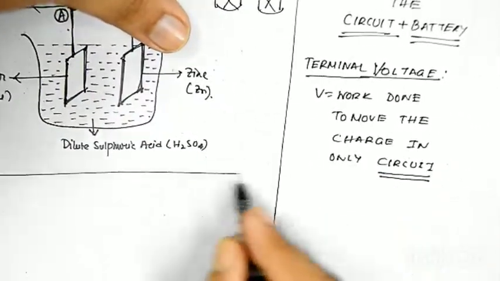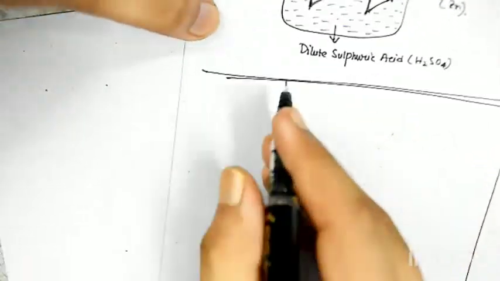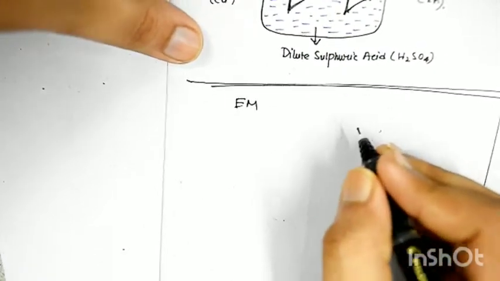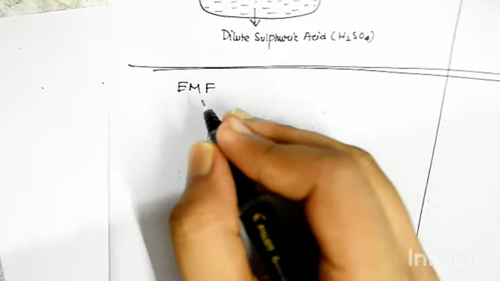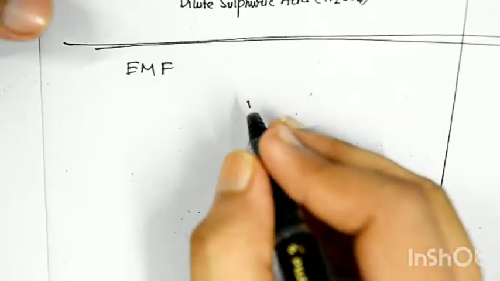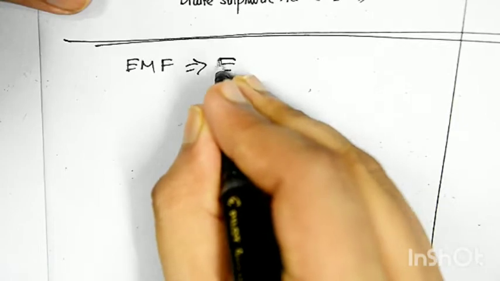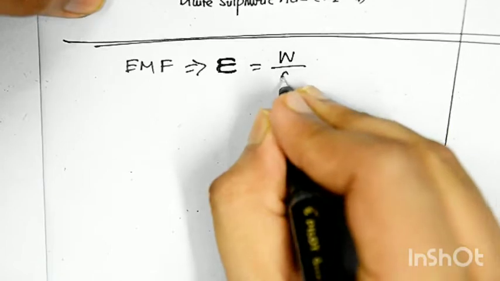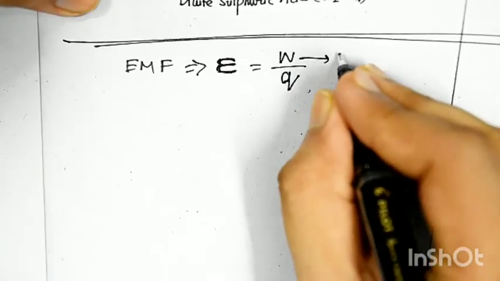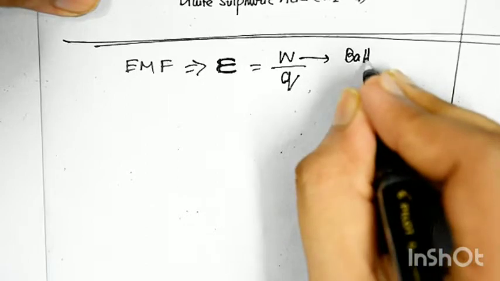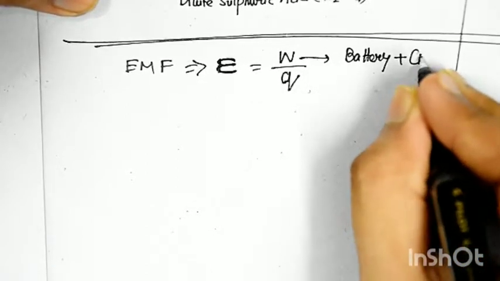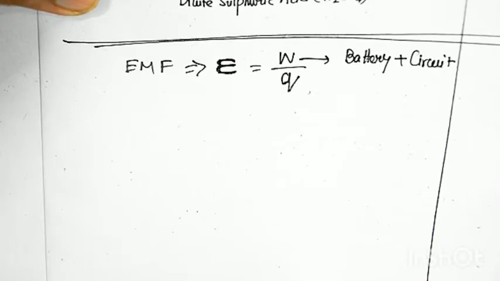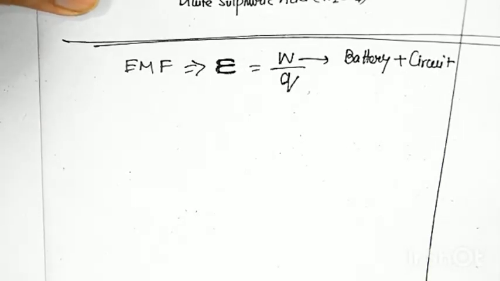So if I take an easy relation, let's represent EMF as E. Sorry, this used in your chapter is W by Q. Then this W is the work done for both movement of charge inside the battery plus the circuit. Clear? This movement is for both battery and circuit. Clear?